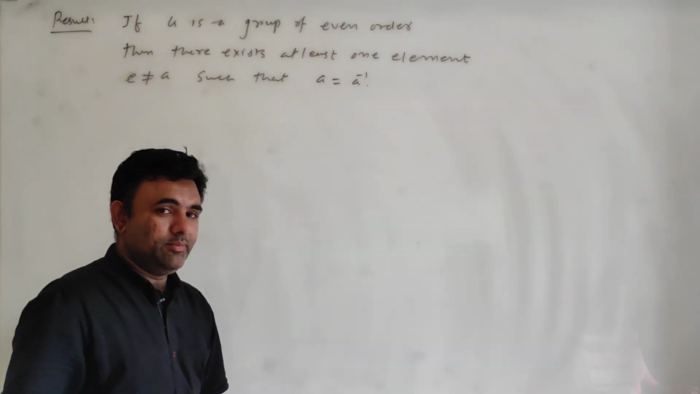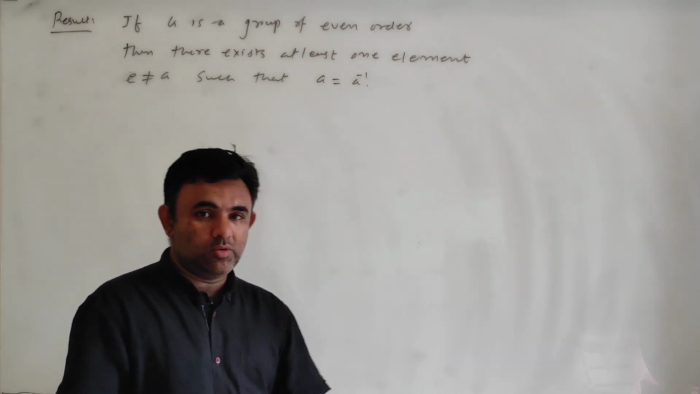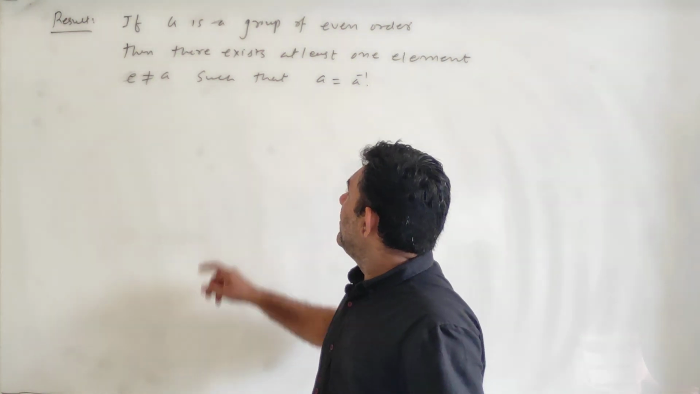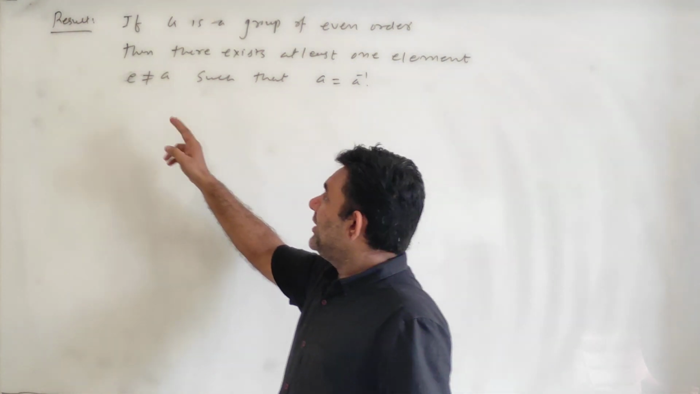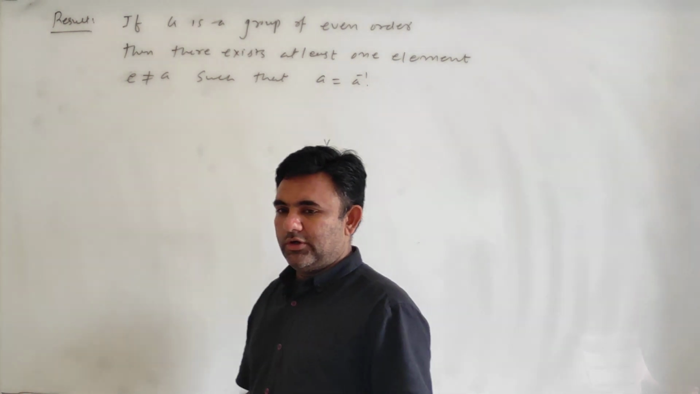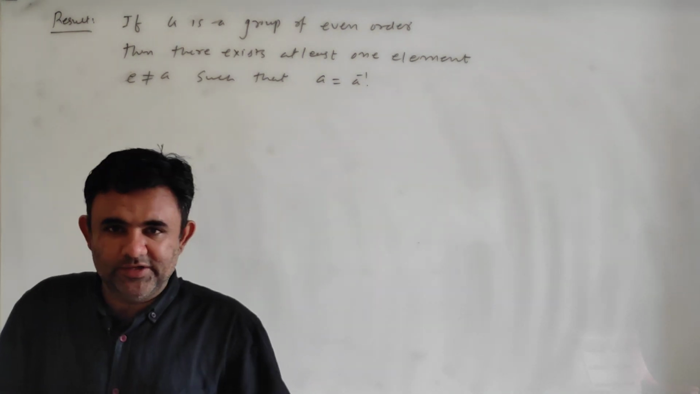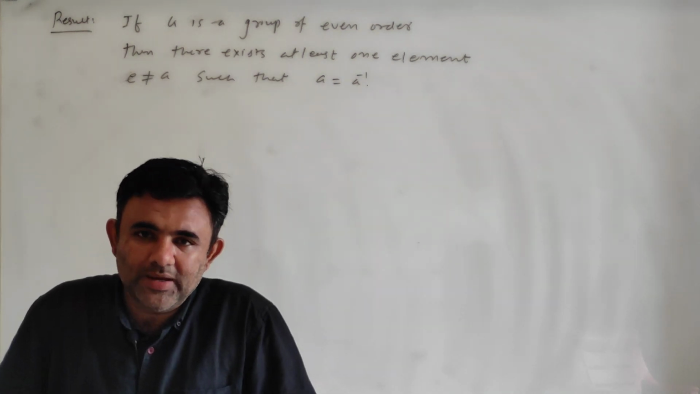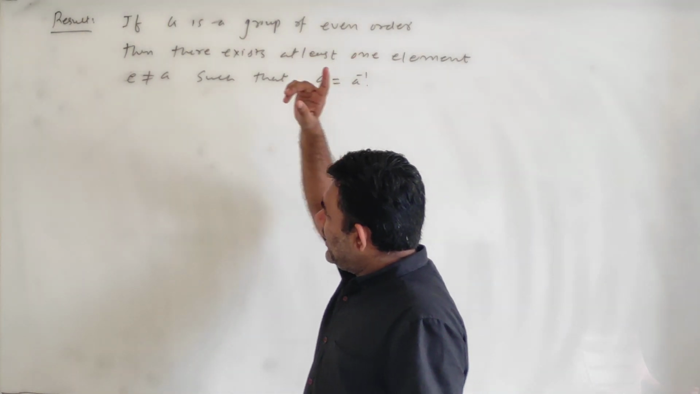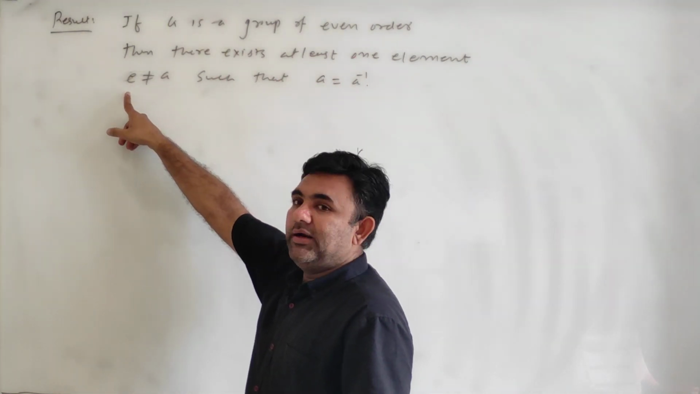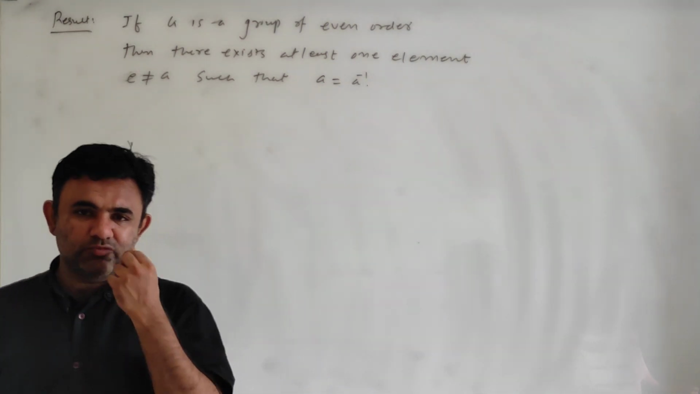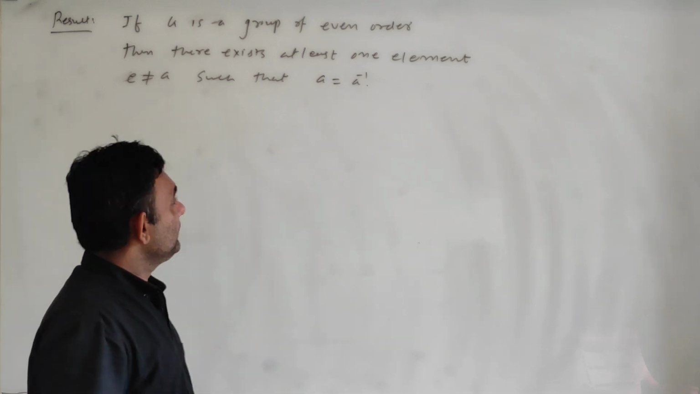means self invertible element. You consider any group of even order, then you must have at least one element other than identity whose inverse is itself. Yes, in any group, inverse of identity is always identity. But you will get an element other than identity that is also self invertible. That is a big thing, and you will always find it in any group of even order.